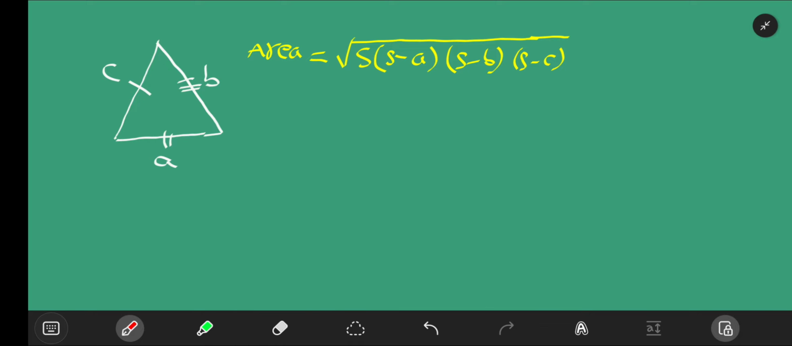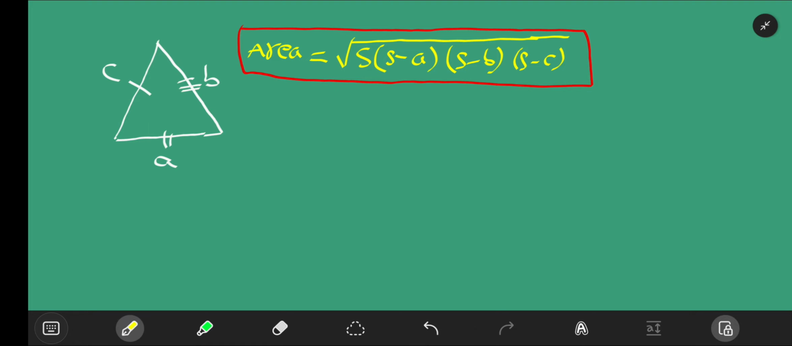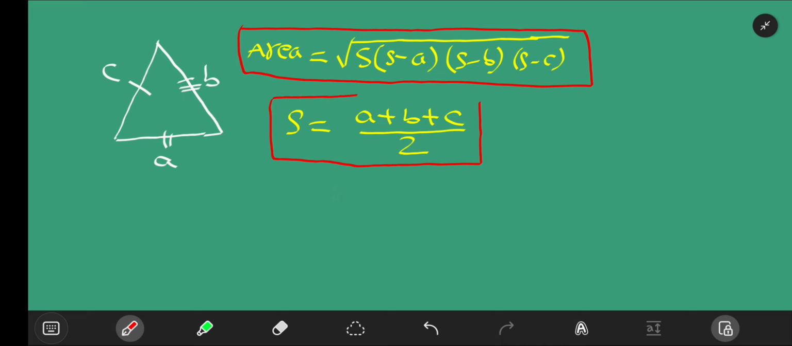This is the important formula when three sides are of different length. You need to apply this formula. Okay, and S is equal to semi perimeter. S is equal to A plus B plus C divided by 2. This is the semi perimeter formula. First you need to find S, then find the area.